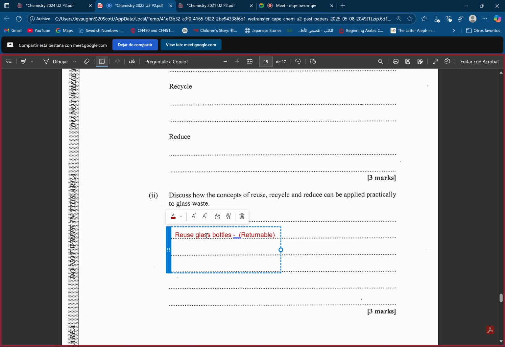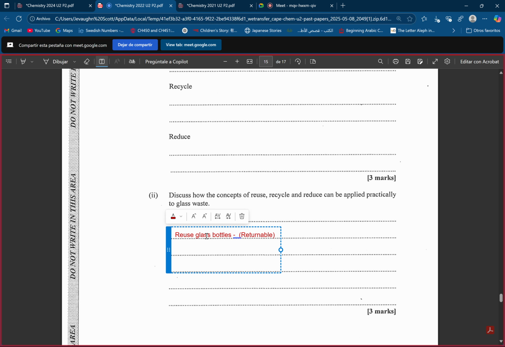So you sort the glass by color, right? Then you crush them, then melt them, and then after you melt them, you can use it to blow or recreate other glass products or bottles as well, right? So that would be the thing: the crushing, the melting, and the creation of new glass products, recycling glass there, right? And reducing as well, right?